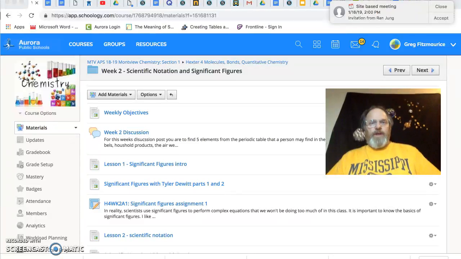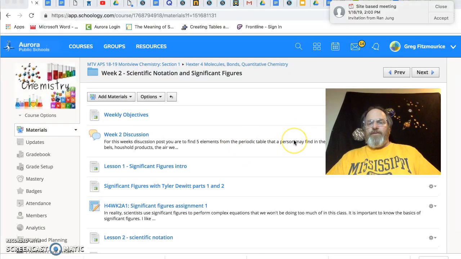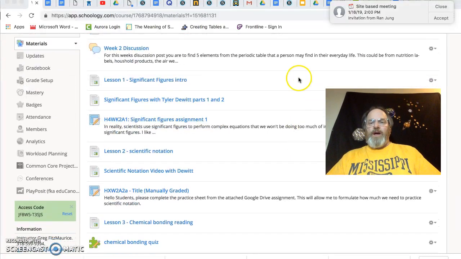We should all be working in Week 2 of Hexter 4. And our first assignment for the week is the discussion. Do not overlook these discussions. They are graded, okay? So very simply, for this week's discussion post, you're to find 5 elements from the periodic table that a person may find in their everyday life.